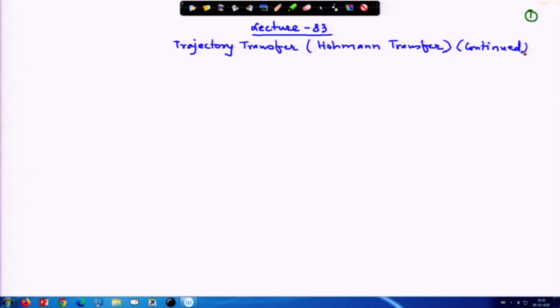There is one more transfer, we call it the bi-elliptic transfer. It is the combination of two Hohmann transfers. Using that also the transfer can be done, but whether the bi-elliptic or the Hohmann transfer will be better depends on the intermediate orbit that is used for transferring the satellite from the initial orbit to the final orbit. That will come over the course of time. Let us start this Hohmann transfer first, finish it, and then we will come to that point.